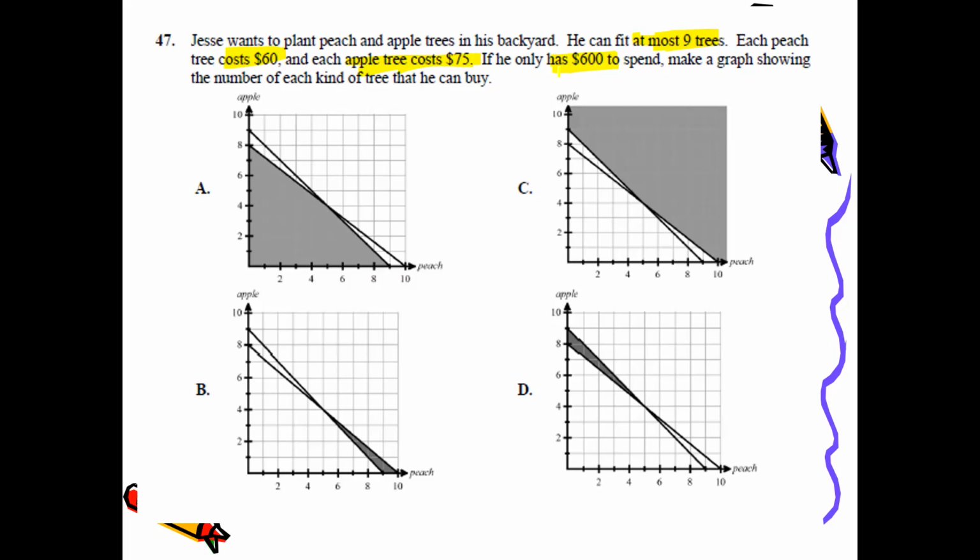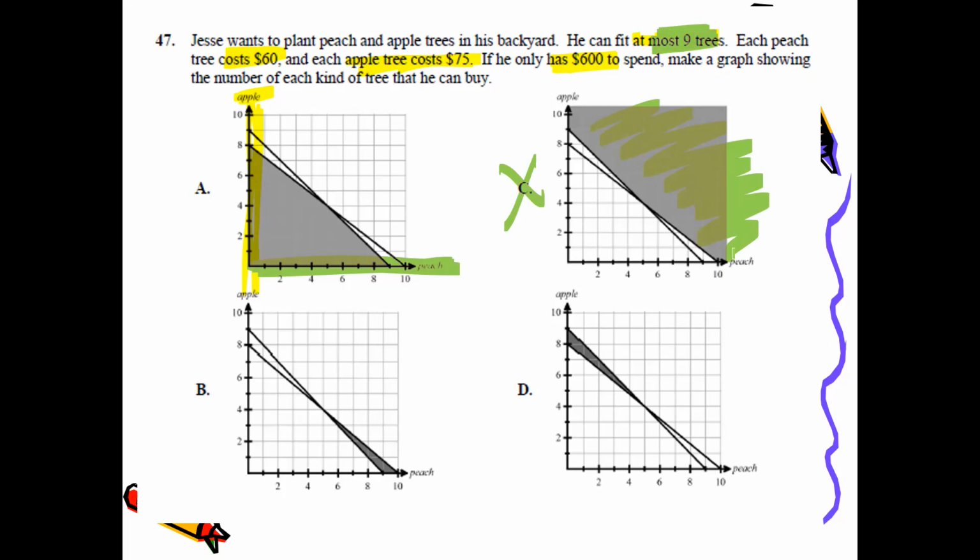If you look at each of the questions here, do you see how the top one, this is apple, is the y-axis? And then peach is the x-axis. So think about where it's being shaded. He can't have more than 9 trees. There's obviously one that is shading above 9, and that's C. Do you see how it's all the way up to 10? So it's not C. You can't plant more than 9 trees if you don't have the space.